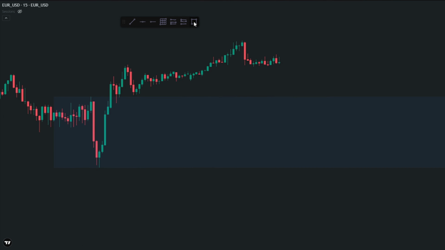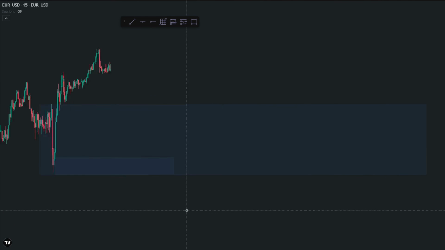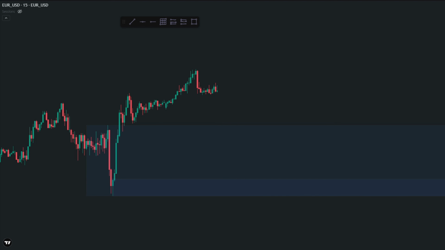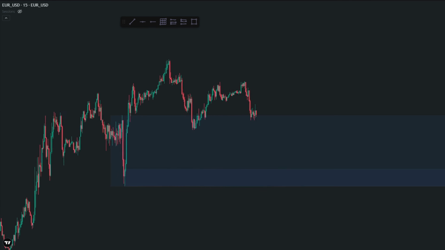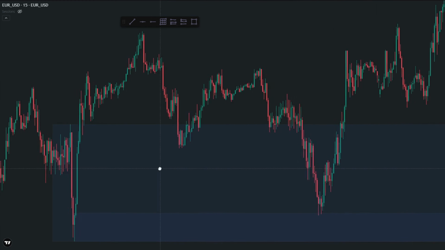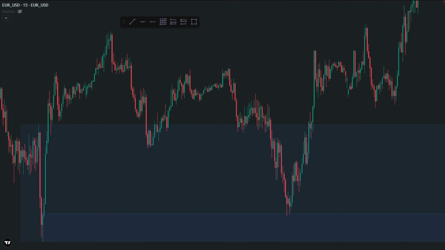On the 15-minute chart, we look for a valid order block inside the 4-hour order block. This internal order block should be accompanied by a fair value gap and a change of character, confirming their validity. When price returns to the 15-minute order block, it partially mitigates the zone, reacts, and then moves higher.